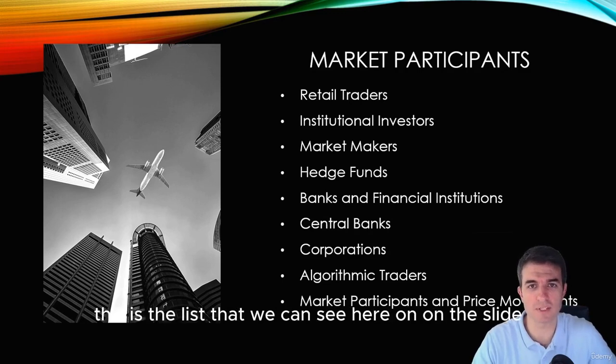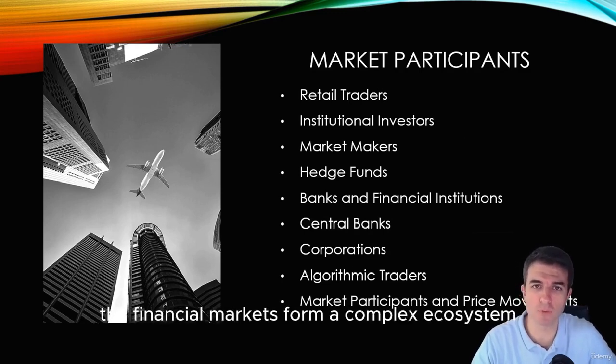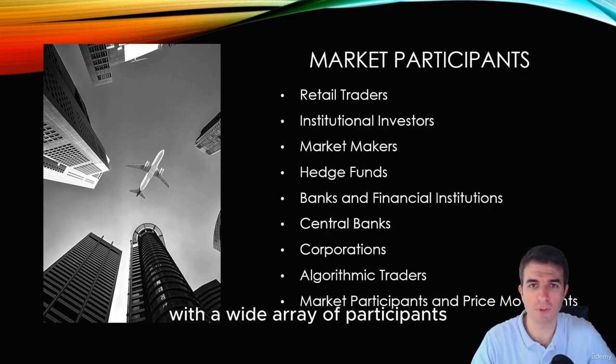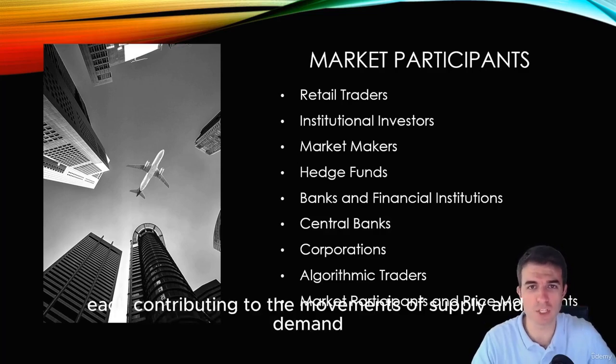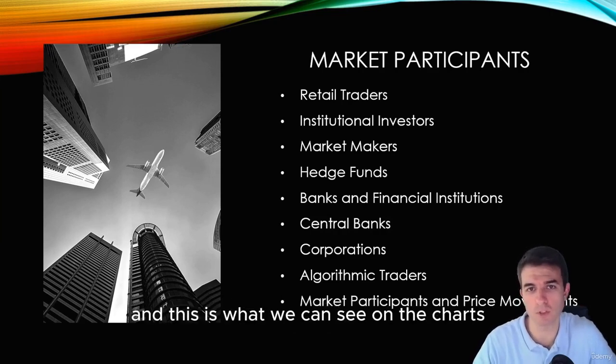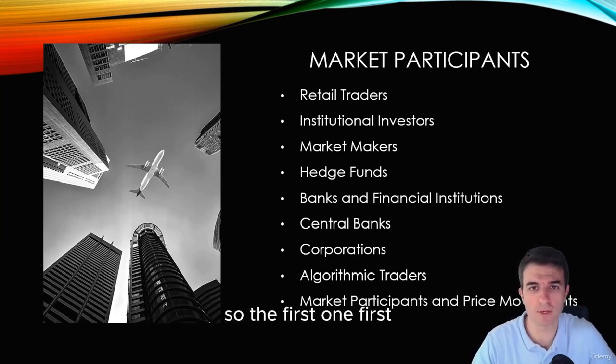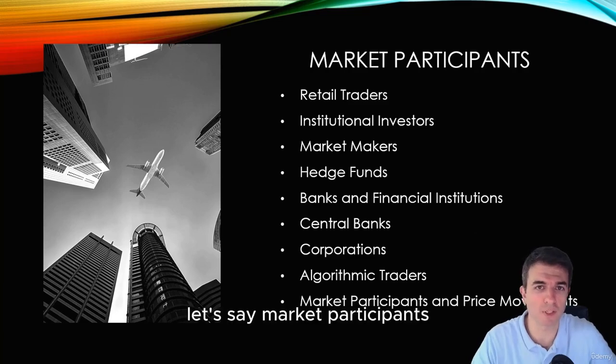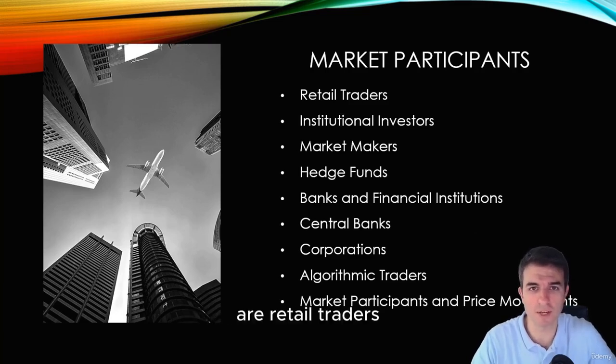This is the list that we can see here on this slide. The financial markets form a complex ecosystem with a wide array of participants, each contributing to the movements of supply and demand. And this is what we can see on the charts. So the first, let's say, market participants are retail traders.